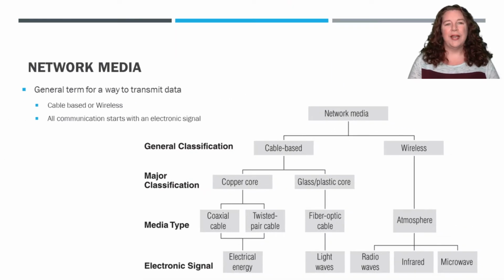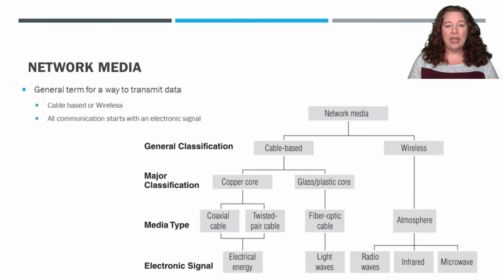It's important to recognize the different types of media that we can use. Remember, media is going to be the devices that we use to actually transmit data around. So it's just a general term, and there are a lot of different ways that we can define media. The first is a general classification. Either it's going to be cable-based, or it's going to be wireless. We're going to discuss each one differently, so we'll have a chapter on each of them, but in this case, we're going to start down the cable-based direction, and we're going to start talking about copper core.